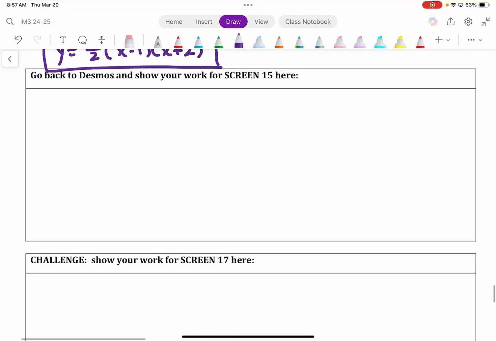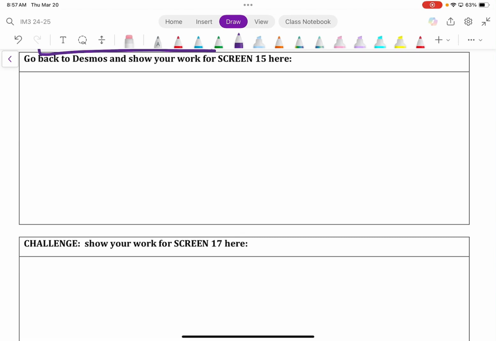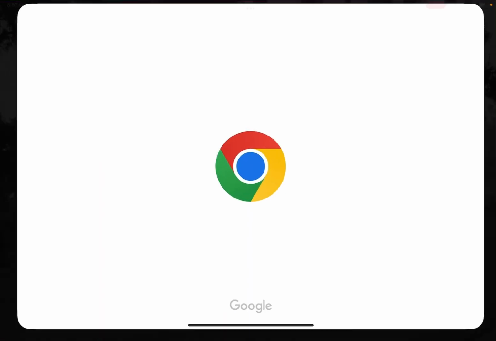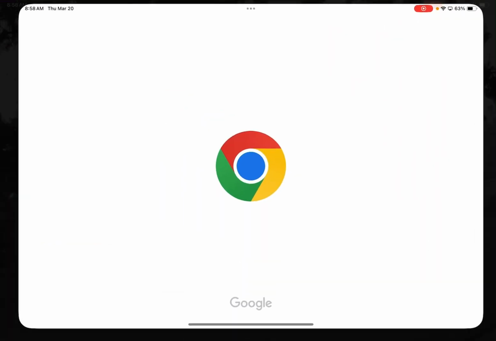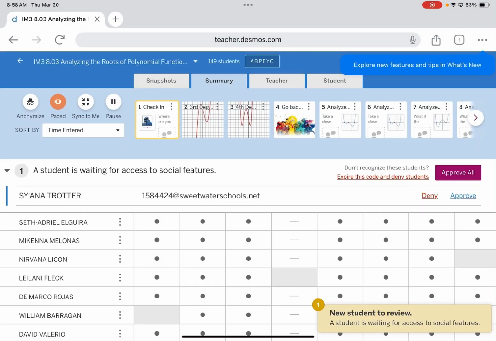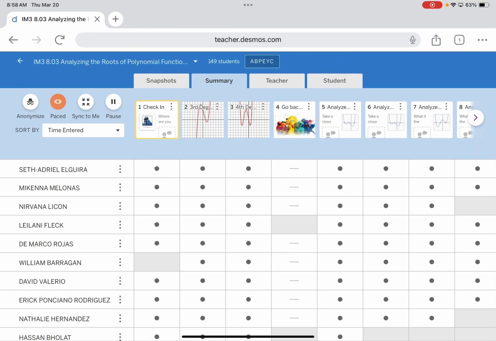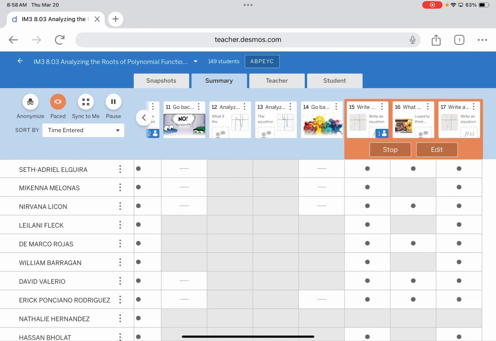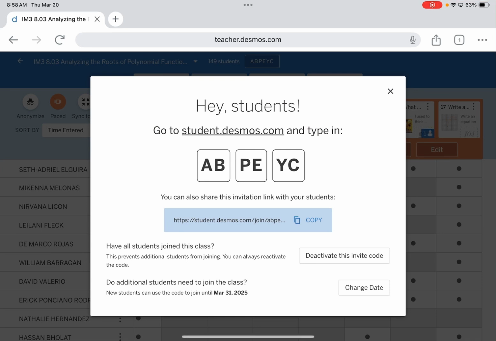I will give you guys some time right now to go back on Desmos and show your work for screen 15 and 17. So let me go ahead and set that up for you guys. We should have that. I don't know if it's Chrome. Is it Chrome? Yeah. Okay. So it's already set up for you guys. Just log in and let me give you about 10 to 15 to get started.